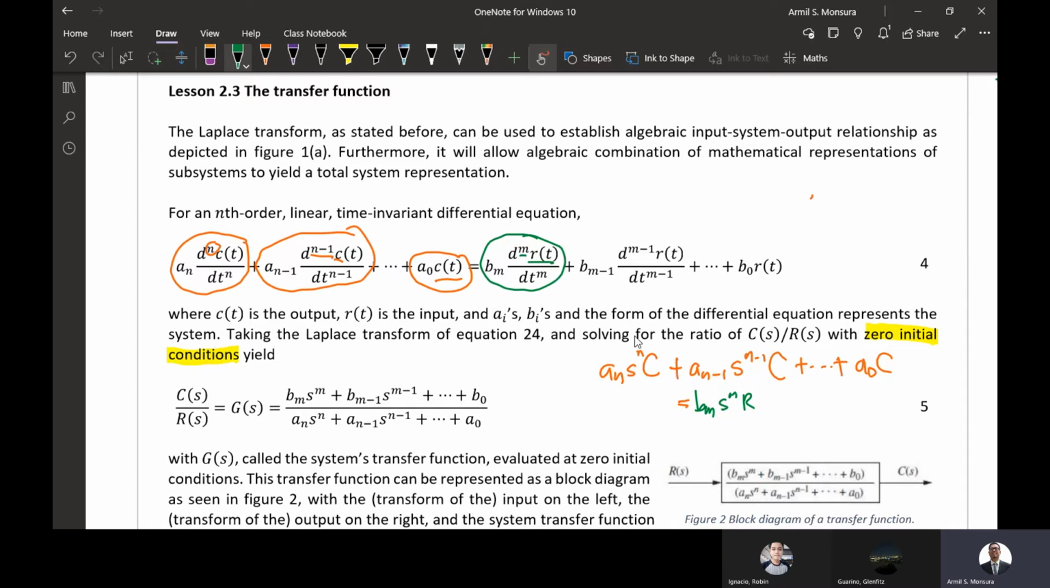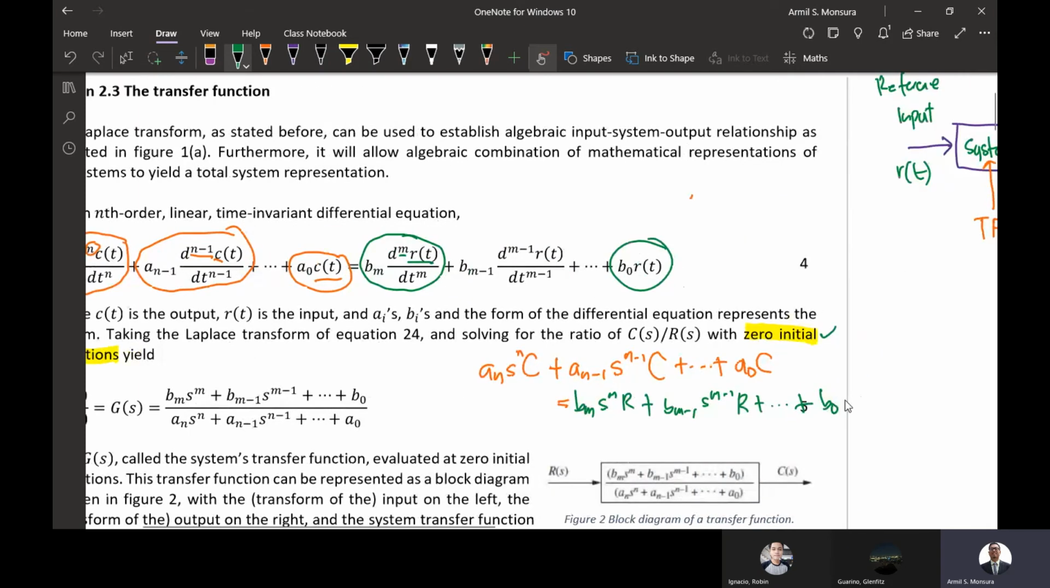Again, yung initial condition terms nito, lahat yun, 0 na, because we're solving this for zero initial conditions. And then plus B sub M minus 1 multiplied to S raised to M minus 1, then multiplied to R. And so on, until you'll have, sa dulong term, B sub 0 times R. So, yan yung magiging Laplace transform ng equation 4.